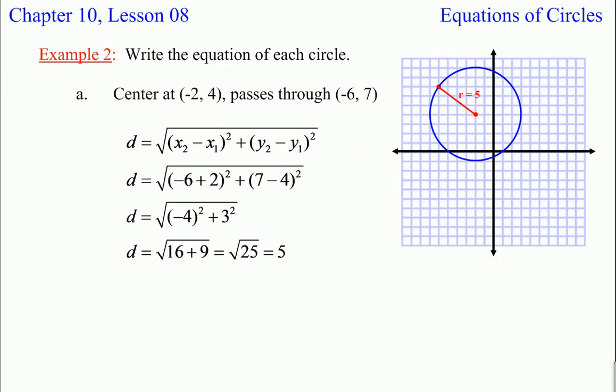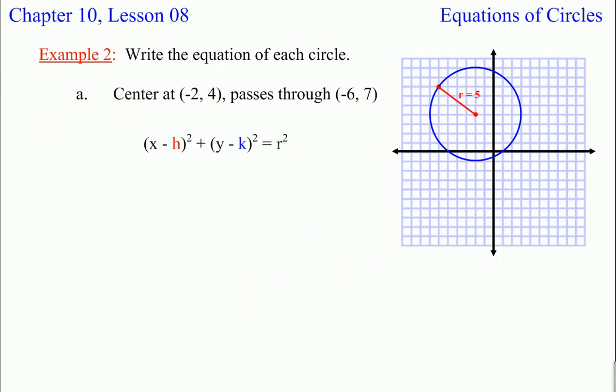So now that I have the radius, I can write the equation. I know the center is negative 2 and 4, and the radius is 5. 5 squared gives me 25. There we go, my equation for that circle.